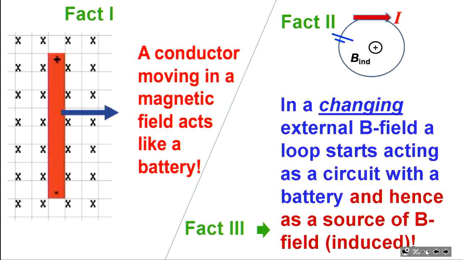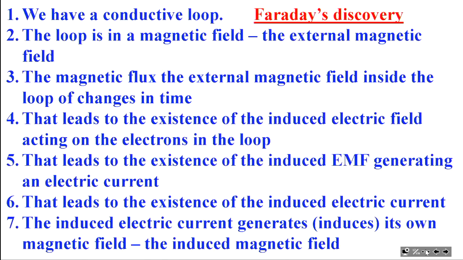So now we're adding, first of all, this fact to the list of facts. That was number 1 for the motional EMF. That was number 2, that the loop starts acting like a circuit with the battery. And now, number 3, it also has its own magnetic field induced in it. So this is the Faraday's discovery in full. We have a loop, magnetic field changes, it induces electric current, that electric current induces a magnetic field, and of course everything has to be related and connected in some ways.